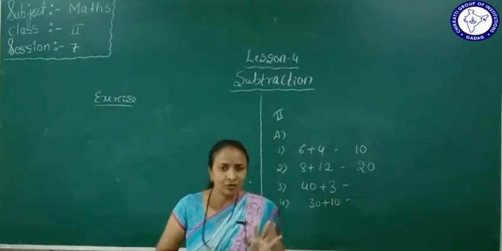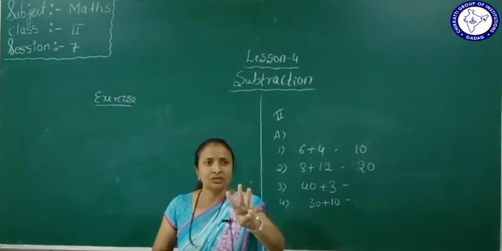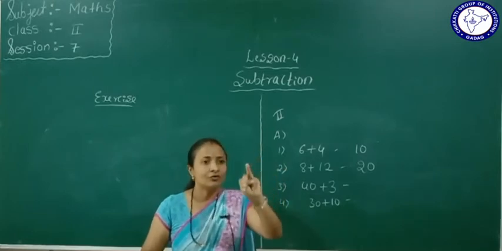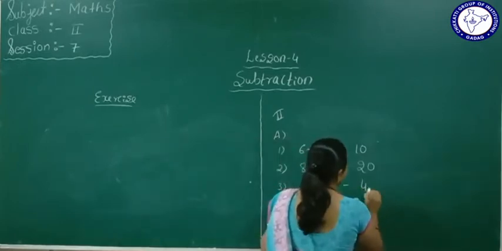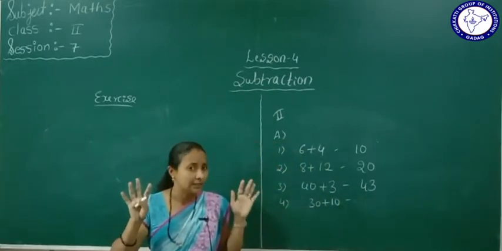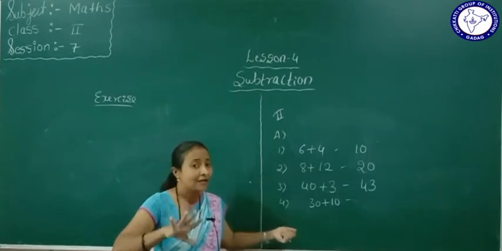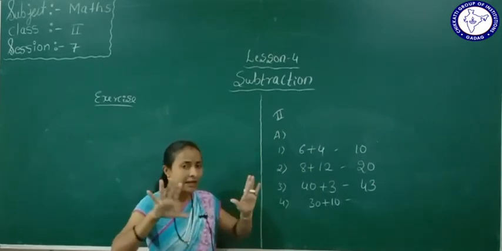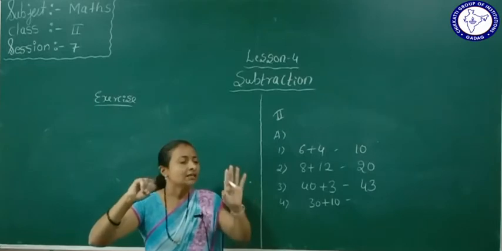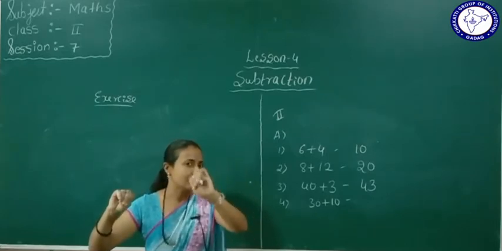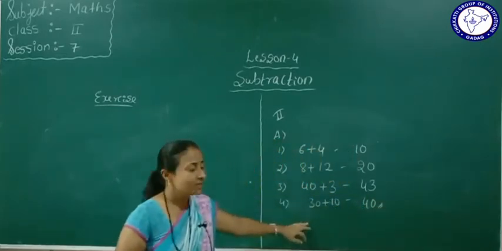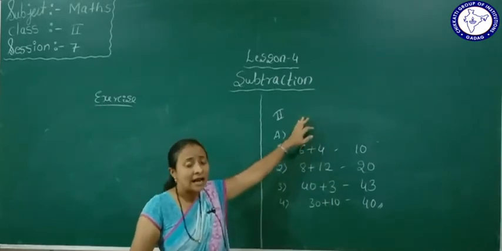Next one, 40. Keep 40 in mind. We add how much to 40? 3. 1, 2, 3. So 40 plus 3: 40, 41, 42, 43. So I'll write 43 here. Next one, 30 plus 10. Keep 30 in mind. We add 10 to 30: 30, 31, 32, 33, 34, 35, 36, 37, 38, 39, 40. So it becomes 40. Understood, students?